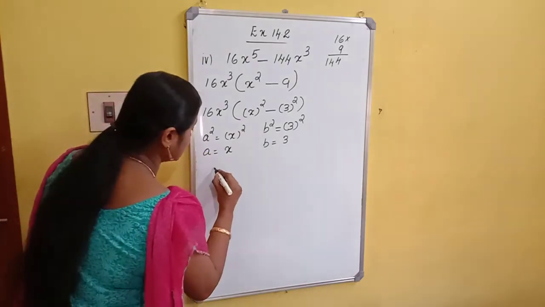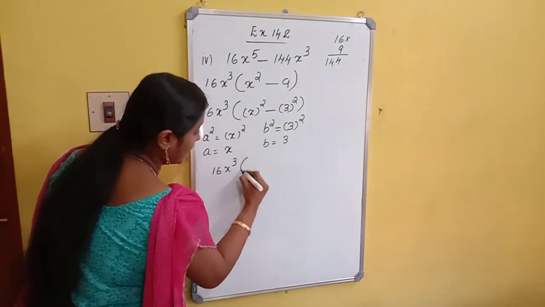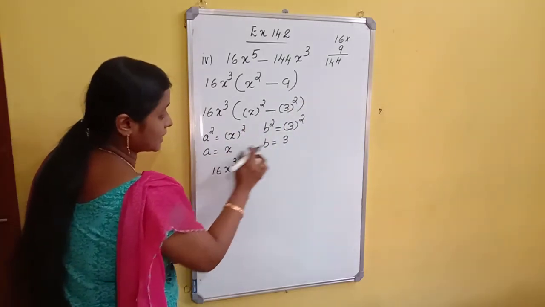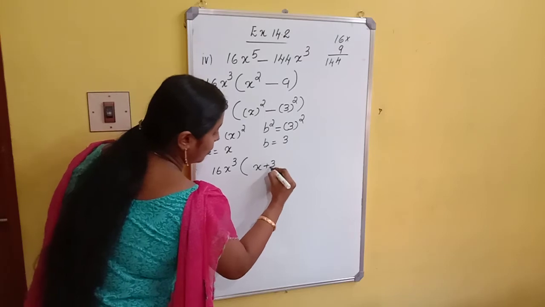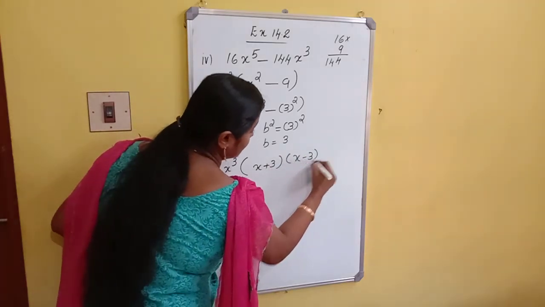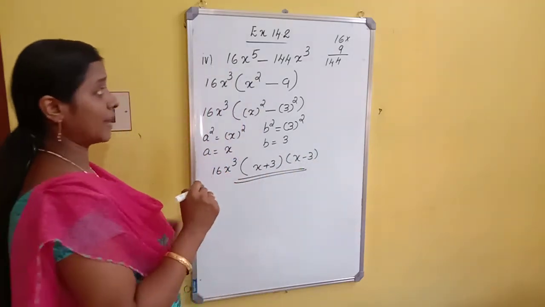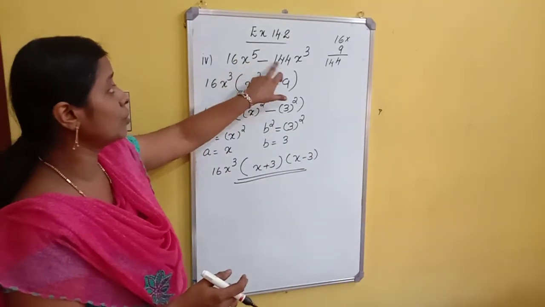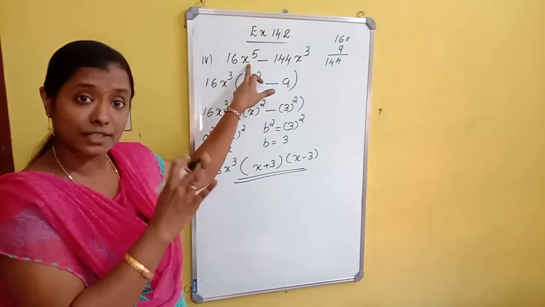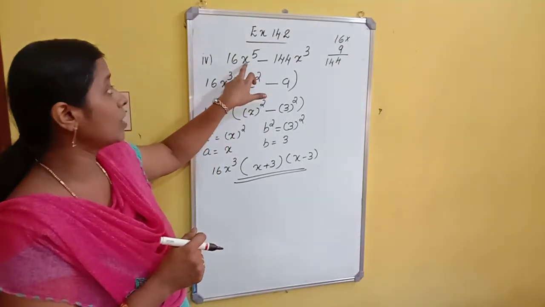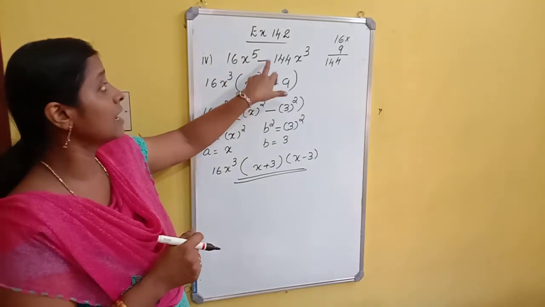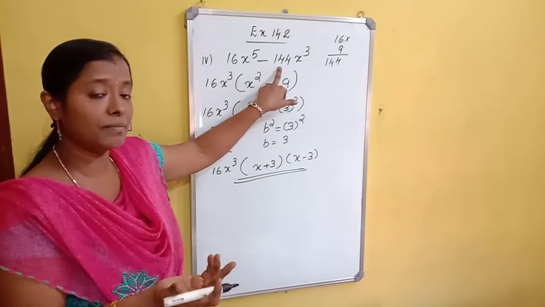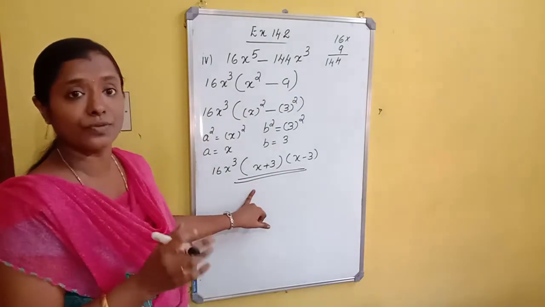Clear? That is 16x cube outside. Apply this one. That is a plus b into a minus b. A plus b, x plus 3, into x minus 3. Clear? This is our factorization. Or otherwise, from these two terms, you can take outside x cube. Okay, so we'll get what? 16x square minus, x cube, 144. Any method you can follow, the final results will be equal.